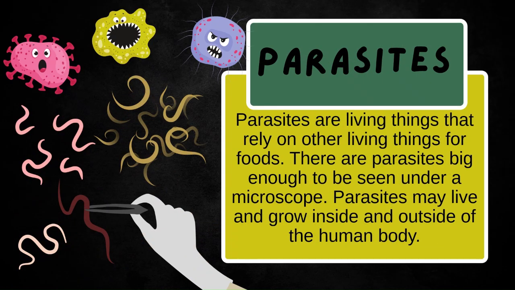The next one is parasites. Parasites are organisms that rely on other living things for food. There are parasites big enough to be seen, and some need a microscope. Parasites may live and grow inside and outside our human body. They take nutrients from the person or animal they live in, causing sickness. For example, we have malaria from mosquito bites and intestinal worms.